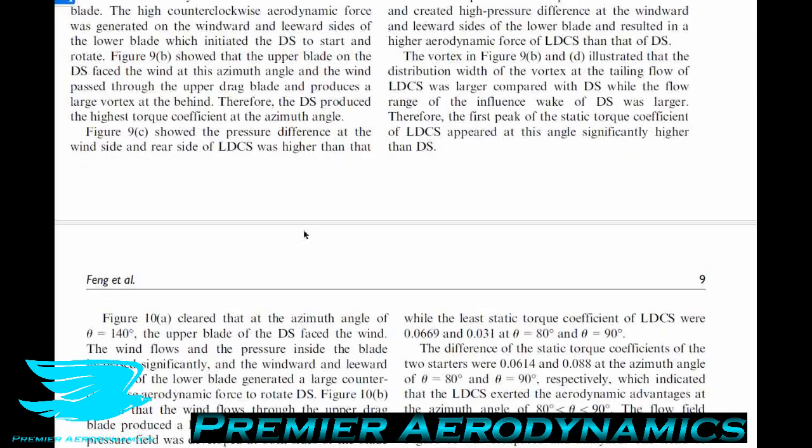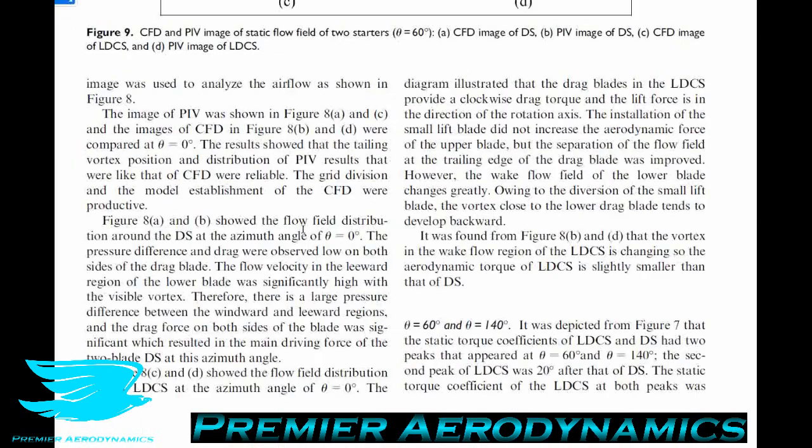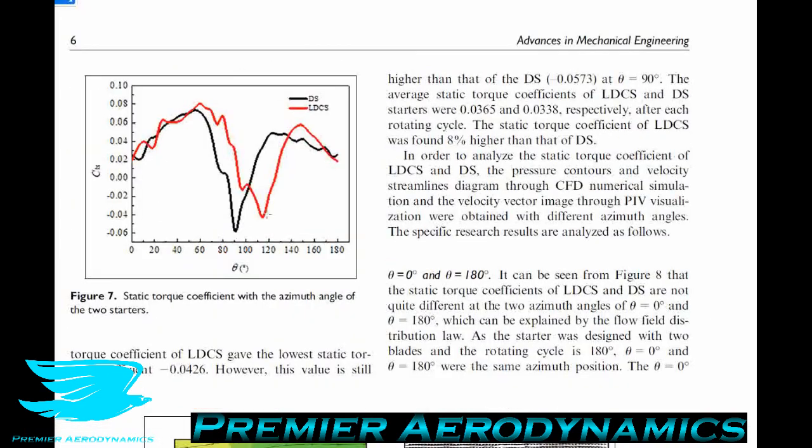Now let's move on to where the blades are at 120 degrees. The reason I want to do this is because figure 7 shows that this is another point where the drag only blades and the lift and drag blades produce very different static torque coefficients. You can see here, the red line is down here at about -0.4, while the black line, for the drag only blades, is now up to about 0.05. So again, they're at opposite ends of the spectrum in terms of performance.